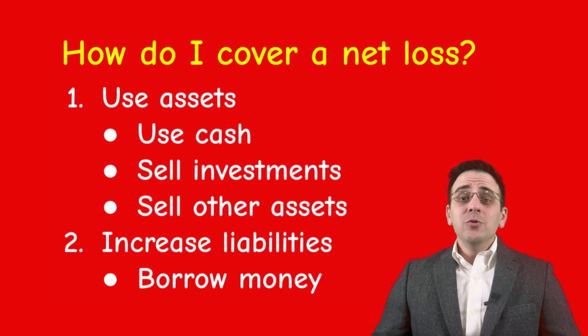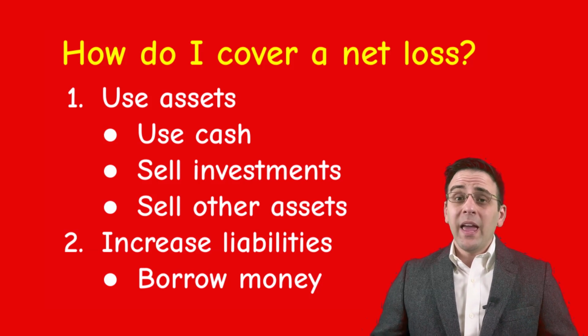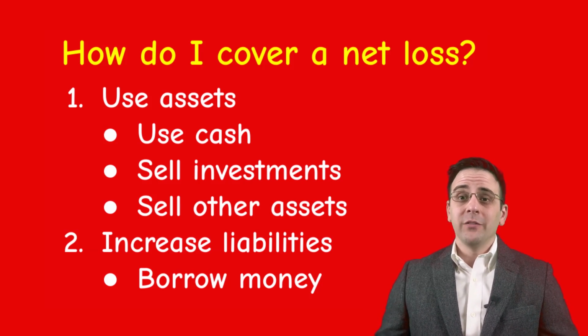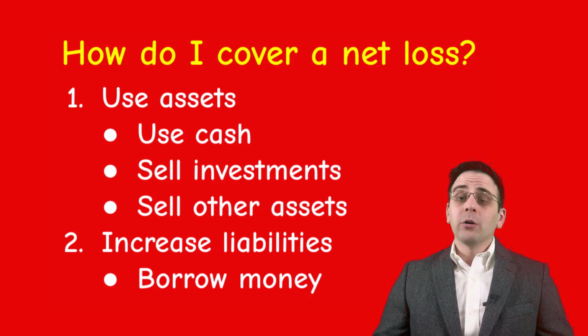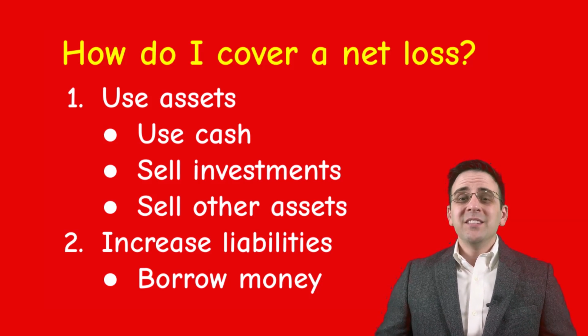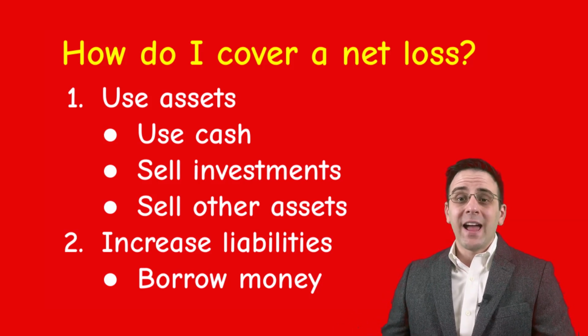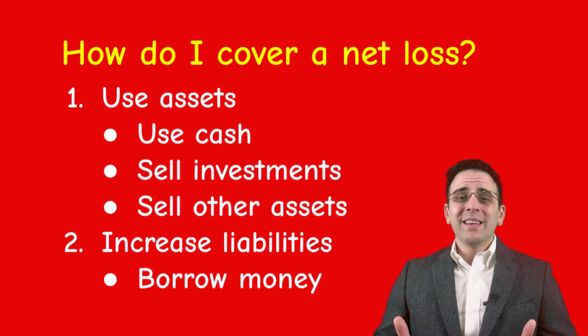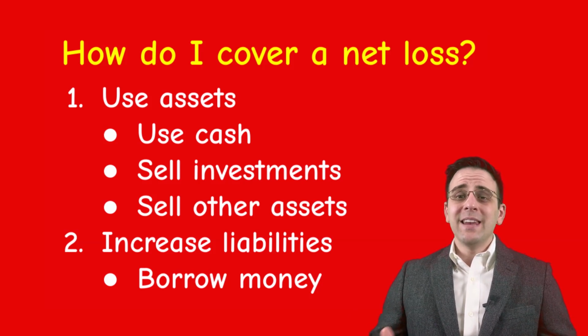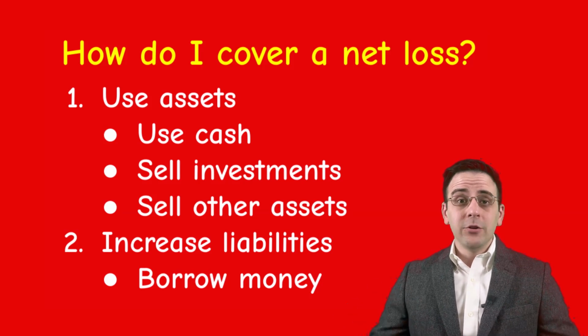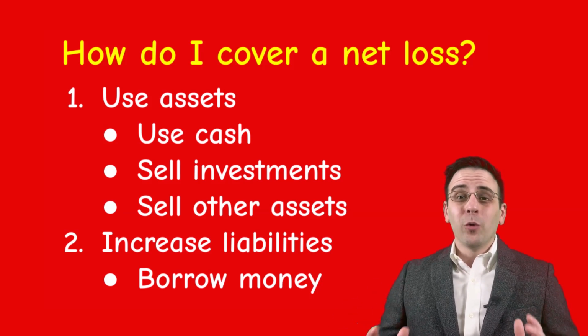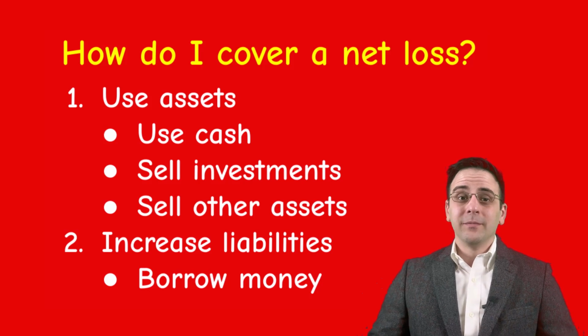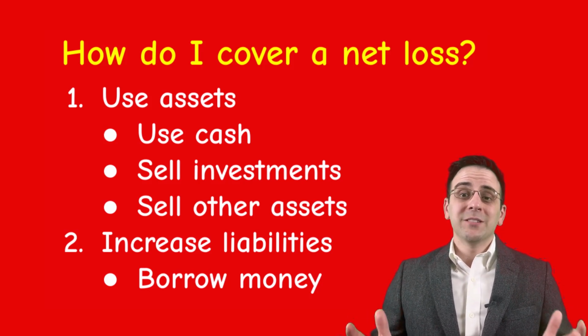First, I can use my existing assets to pay for the additional $10,000 of expenses. I can draw cash from my bank accounts and sell my investments and other assets to cover the deficit. When I use my existing assets to cover a net loss, my assets decrease and my net worth also goes down. The other option is to borrow money to pay for the additional expenses.